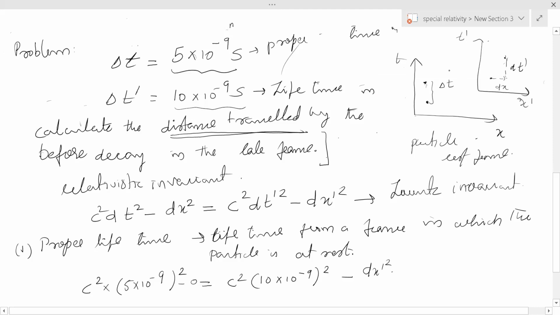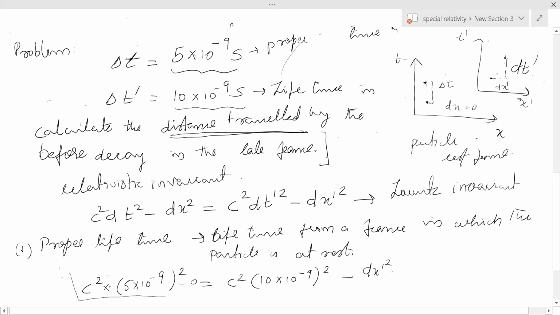This is the situation. We have got two frames. We have got the rest frame of the particle in which dx is equal to 0. There's some other frame in which the particle travels a distance dx prime before it decays. Is that clear? And this time is given. So we can construct this quantity in both frames. We are talking about two events, so we can construct this combination in both frames.